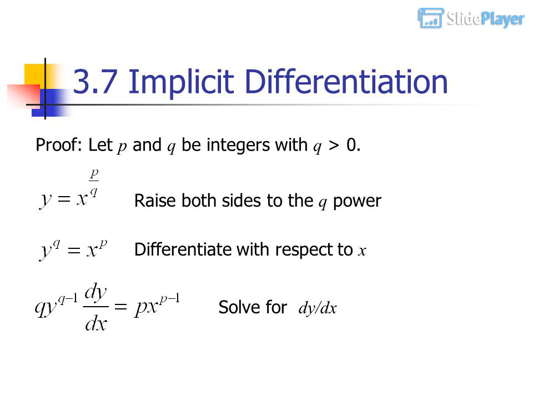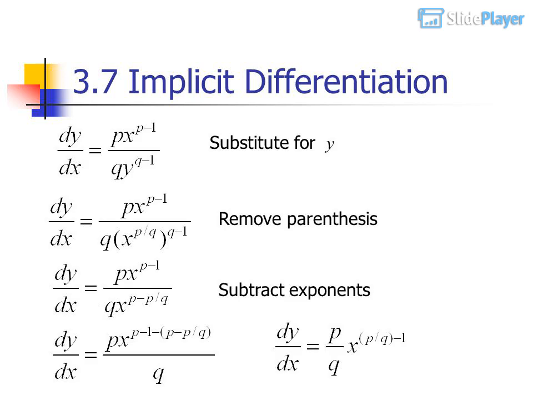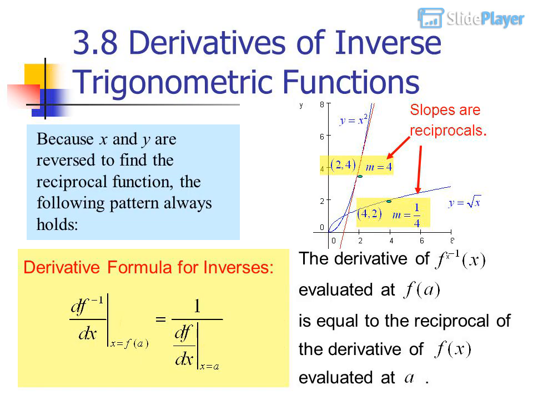Proof. Let p and q be integers with q greater than 0. Raise both sides to the q power. Differentiate with respect to x. Solve for dy/dx. Substitute for y. Remove parentheses. Subtract exponents.